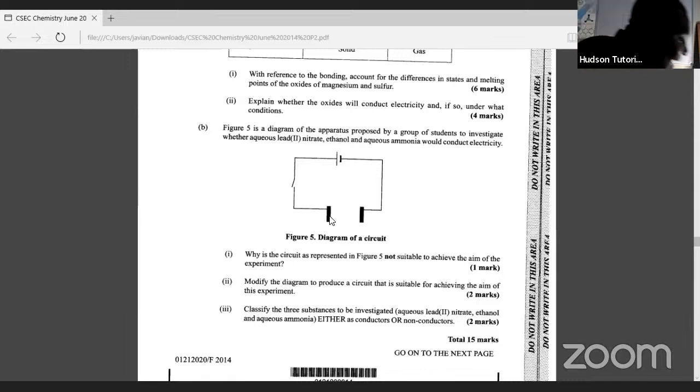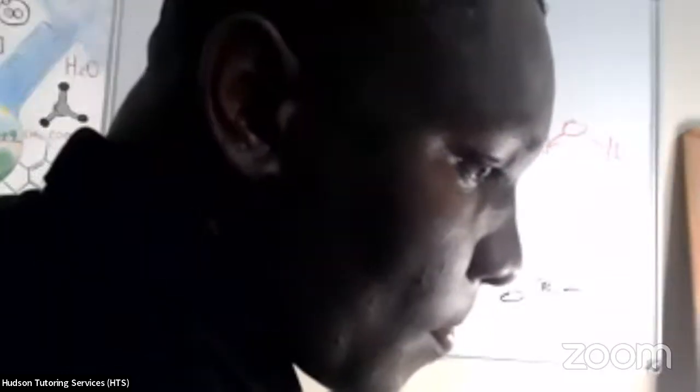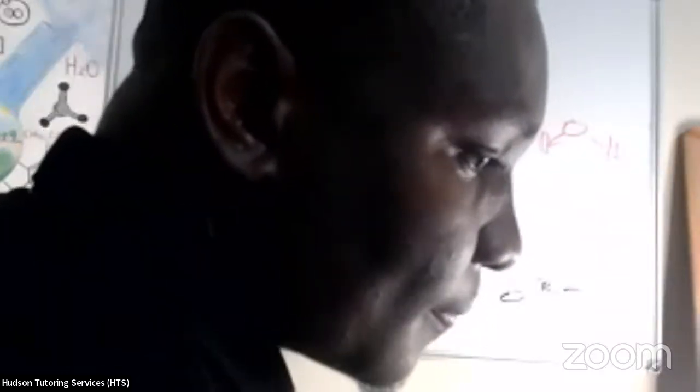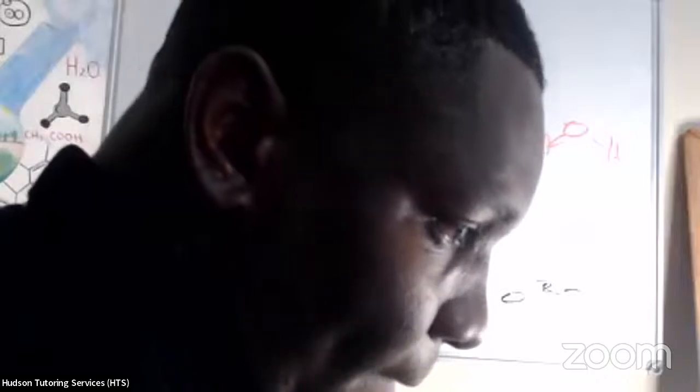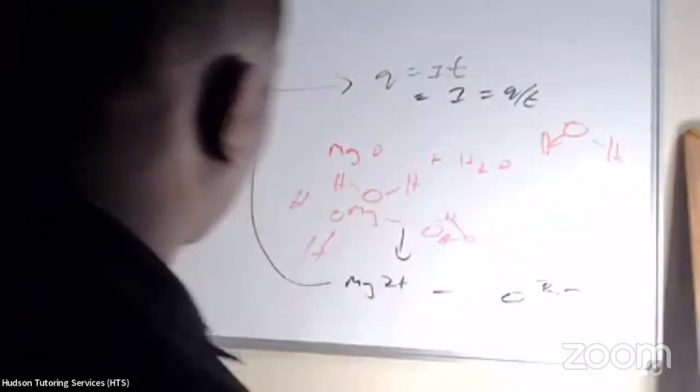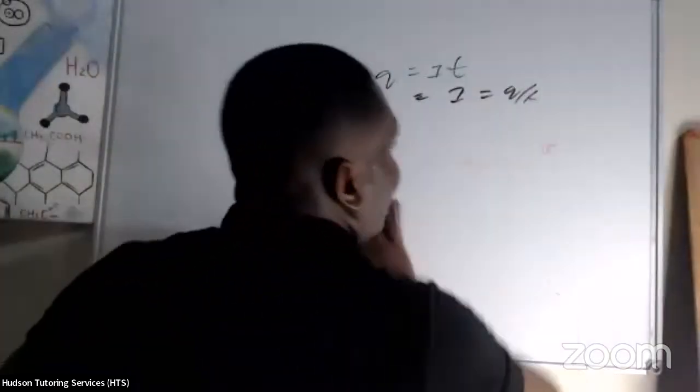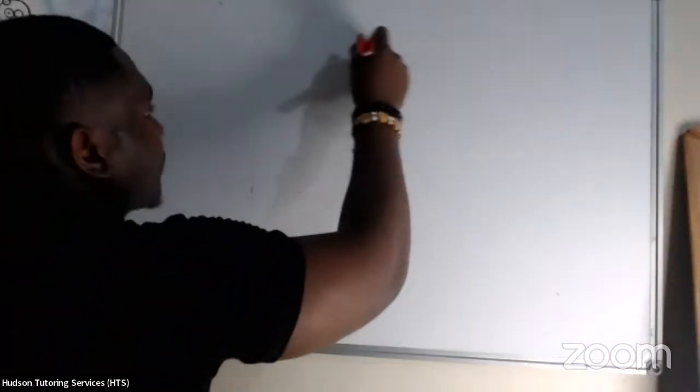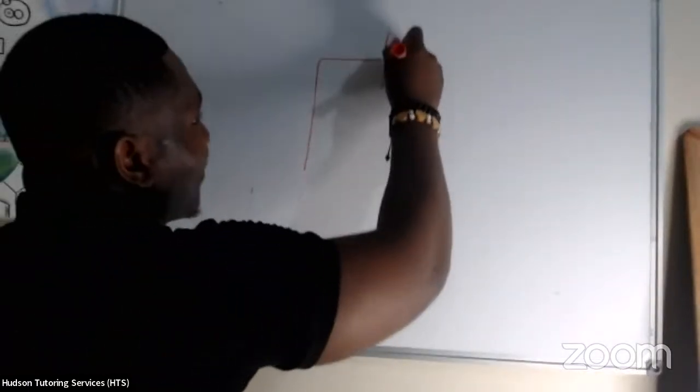It says modify the diagram to produce a circuit that is suitable. All right, let's do that. So look on the whiteboard for me carefully. All right, so let's go. We're going to modify it. So what would we have? Still have the switch.